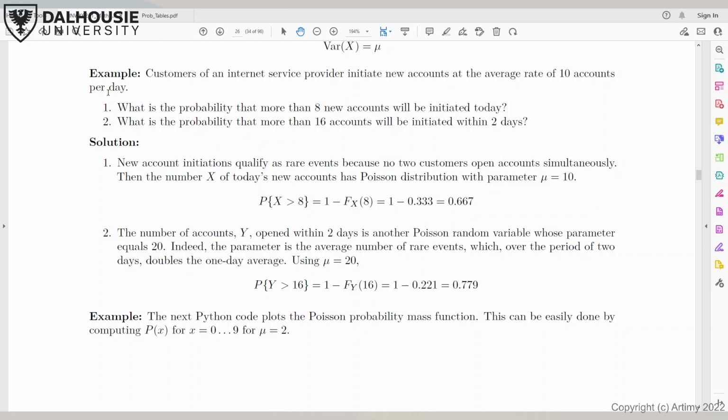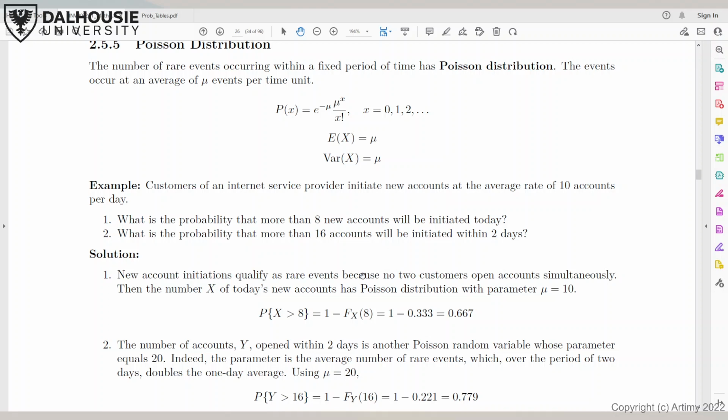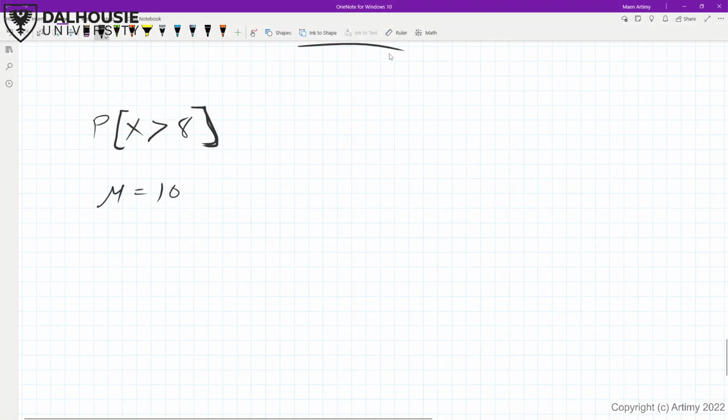So the probability of having more than 8 new accounts, so that's P(X > 8). Again, if I want to apply this formula, this means that I have to apply the formula multiple times, which is not practical. But I can go to the tables by looking for the probability of X greater than or equal to 8, which is 1 minus the probability of X less than or equal to 7. Less than or equal to 8.